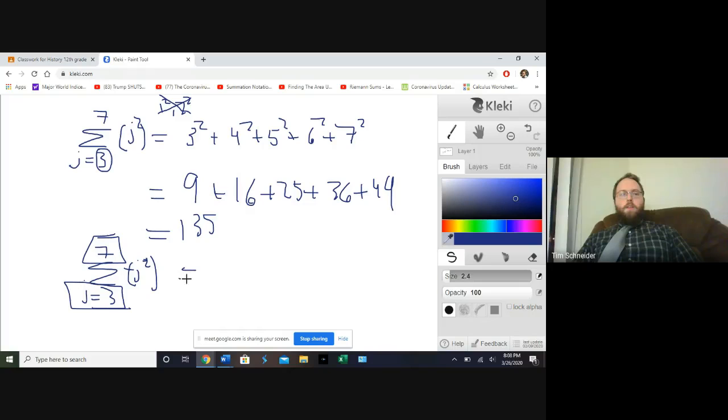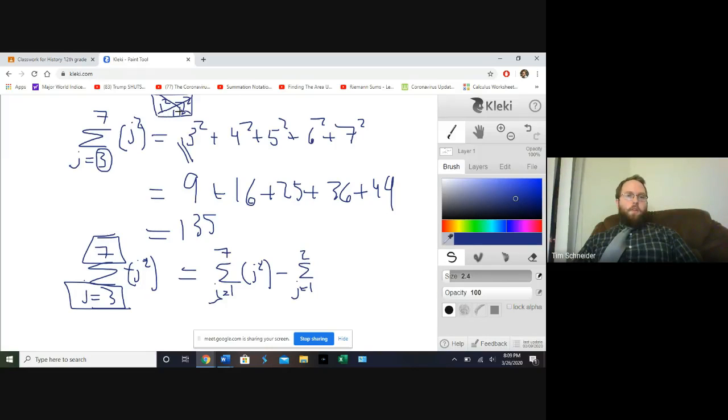We can write this as the sum from j equals 1 to 7 of j squared, minus, what were the two things we didn't have? 1 and 2. How do we represent that? j equals 1 to 2. Notice that this starts at 3, so we want to eliminate the ones just before that. So if we drop off the 1 and the 2, this stops at 2, then we'll be left with 3, 4, 5, 6, 7.